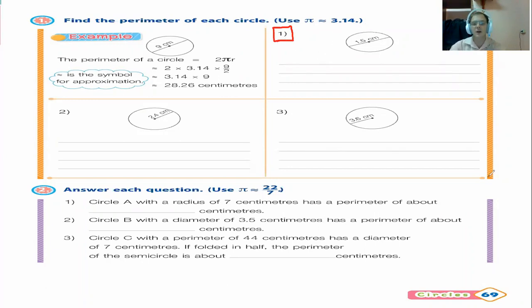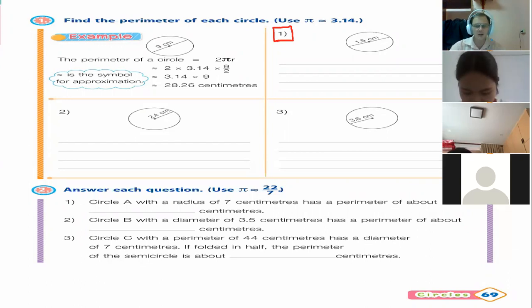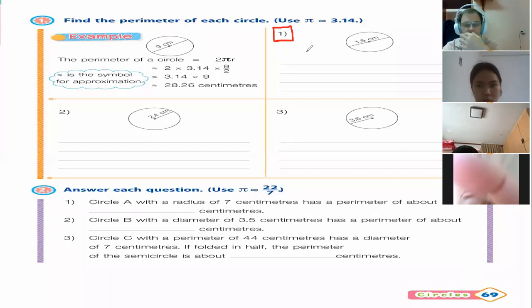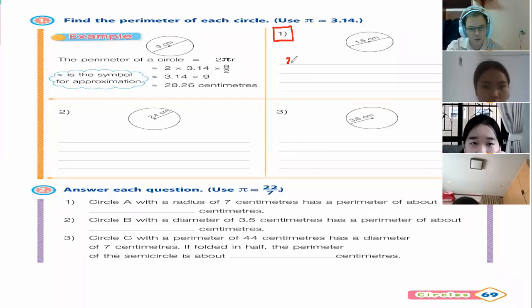How will we start? Who can tell me? What will our formula be if we want to calculate the perimeter of number 1? What is the formula? Anyone? Can anyone tell me what is the formula of the perimeter? 2 pi r. So what would the formula then be for this question? 2 times 3.14. And what is the length of the radius?